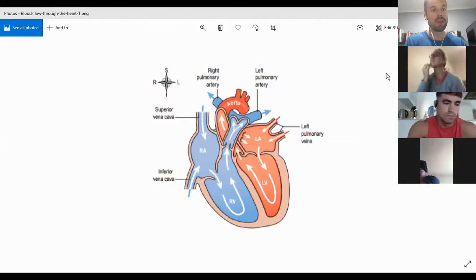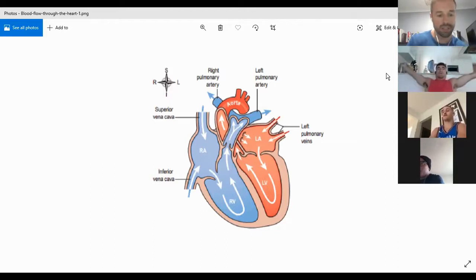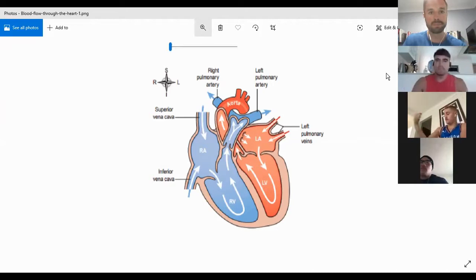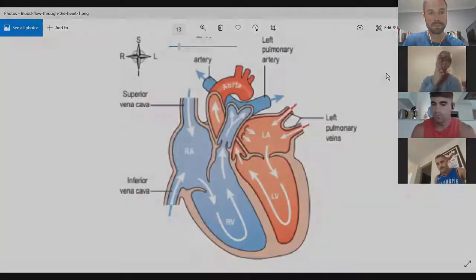All right. So just before we get started, can everybody see my screen, which has a big picture of a heart on it? Yep. Yep. And we've all got it here.